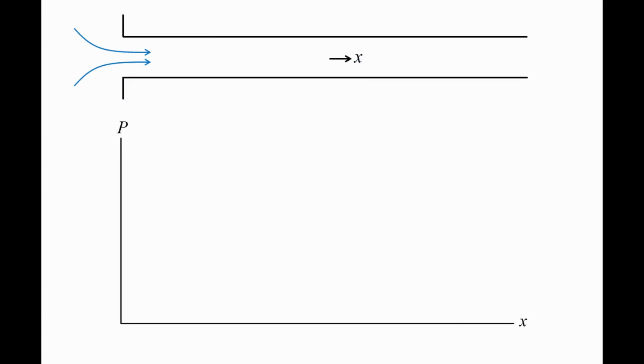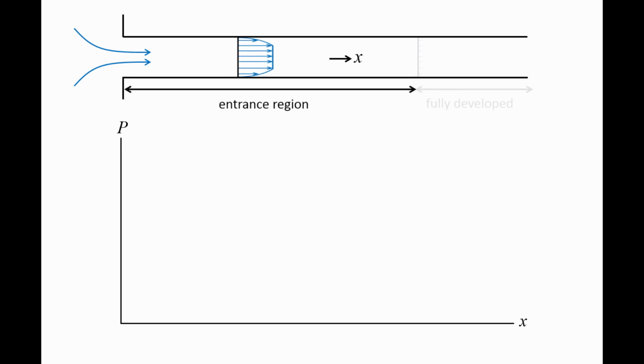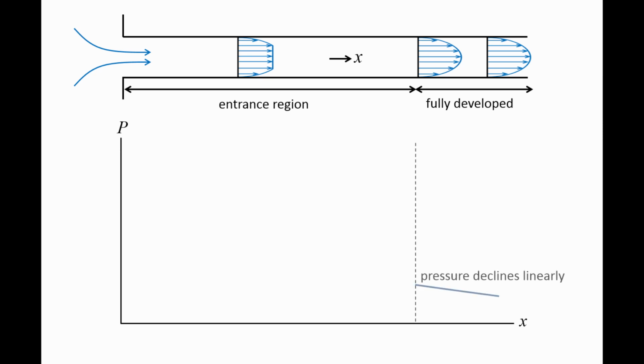Next, we will examine how pressure changes qualitatively in a pipe system. Here we have flow entering a horizontal pipe from a reservoir. There's an entrance region where the flow is developing and the velocity profile changes in the axial direction. Then the flow becomes fully developed and the velocity profile is constant in the axial direction. Once a flow becomes fully developed, pressure declines linearly in the axial direction.